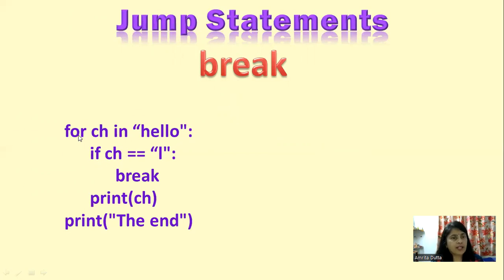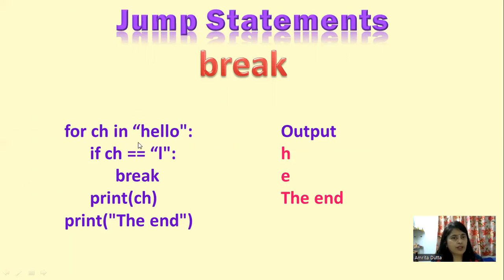Now we are giving the condition inside the loop that if ch == 'l', what is ==? Relational operator. If this is equal to 'l', then we want to terminate the loop. So we have used break inside the if statement. Now we are going to print ch, meaning the character which will be printed. Now see the output which will be generated.